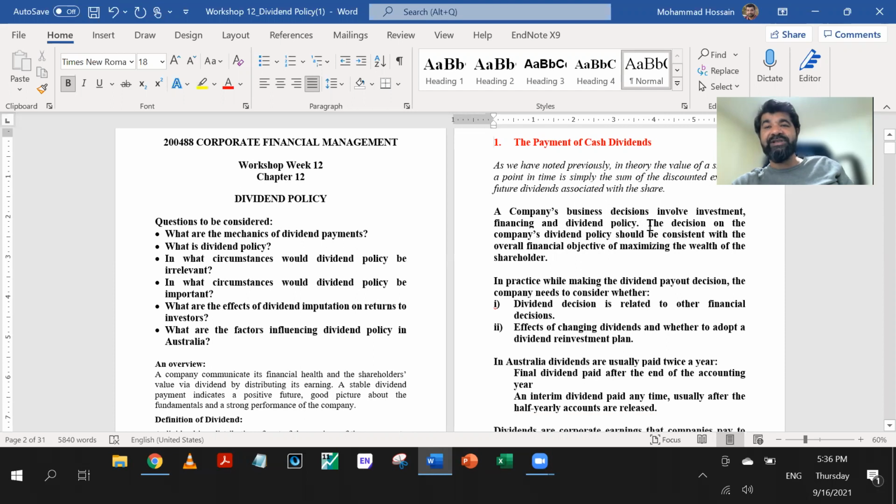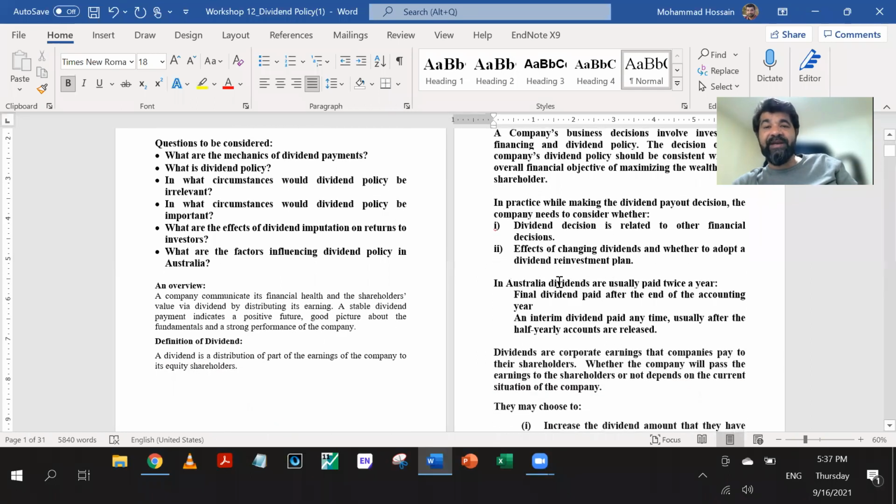Companies' business decisions involve investment, financing, and dividend policy. The decisions on the company's dividend policy should be consistent with the overall financial objective of maximizing the wealth of the shareholders. A lot of the time we ask, what is the objective of business? Most of us answer profit making. That's true indirectly, but what they do is maximize the wealth of shareholders. That's what they do. So making the decision about dividend is actually a financial decision they make.